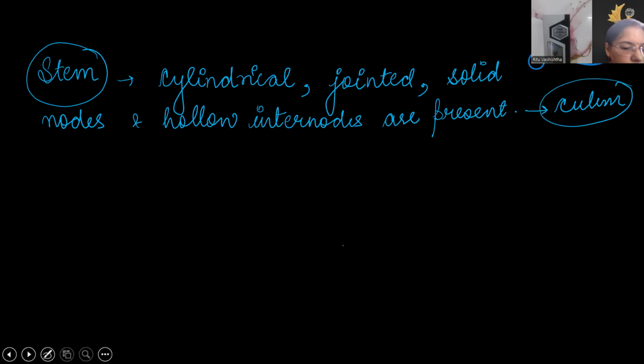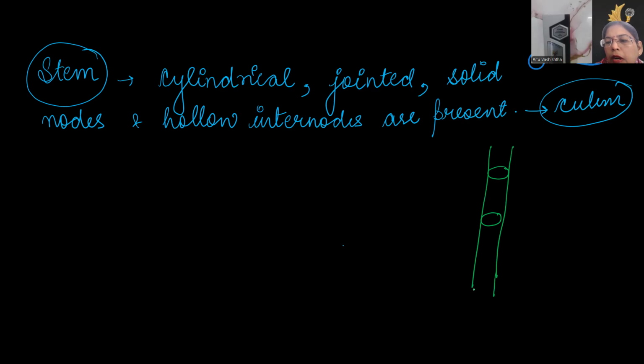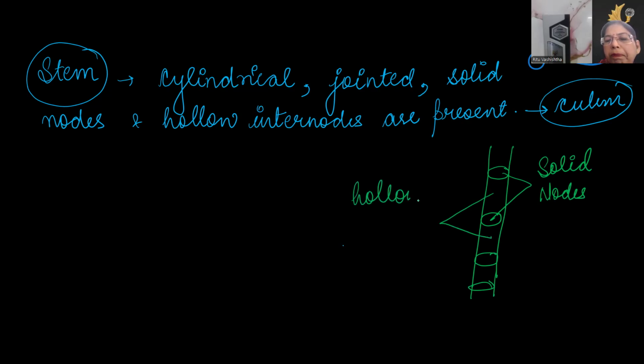Let's see how it appears. It is like this. Here you will find there is presence of solid nodes. Along with the solid nodes, there is presence of hollow internodes. So here what is present? Solid nodes. These gaps are known as the hollow internodes. Such a type of stem is known as culm.